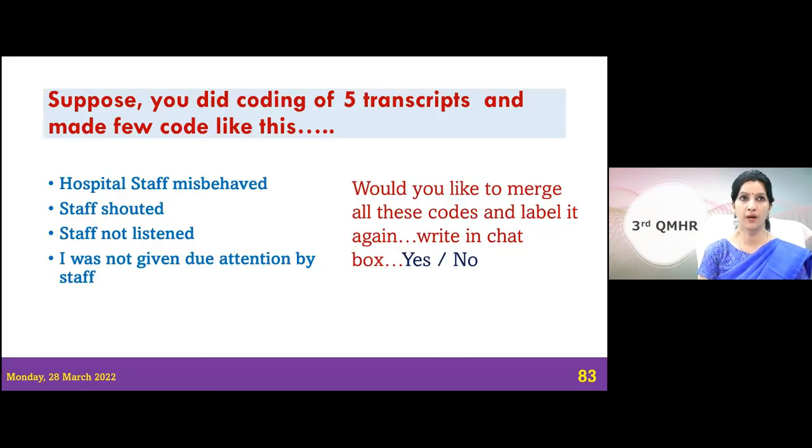Suppose you did coding of 5 transcripts and you have made codes like this. The first code was the hospital staff misbehaved. The second codes were staff shouted, staff did not listen, and I was not given due attention by the staff. Do you think that all these codes can be merged together and labeled as something? If there is no, then there is no question of answering. If you think yes, then what should be that one code? Jennifer is writing yes. So what can that be?